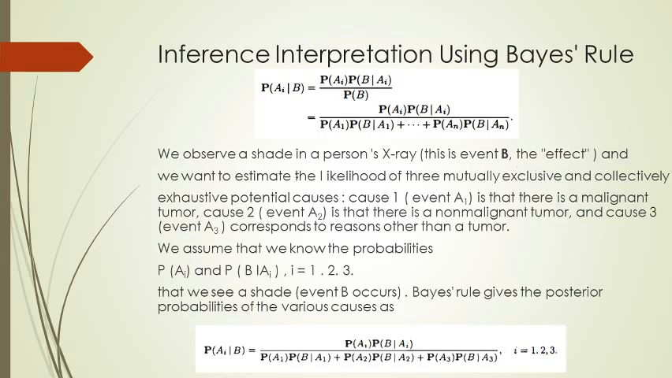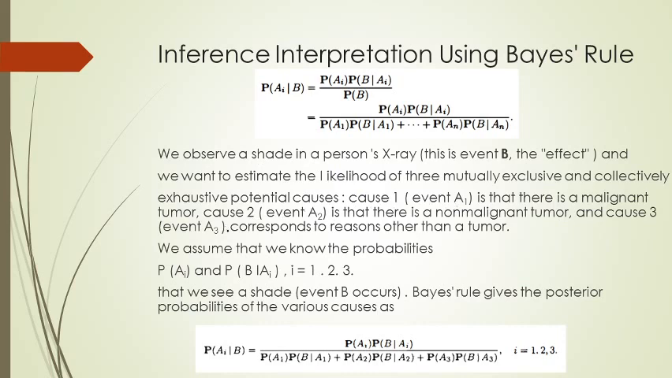And we want to estimate the likelihood of three mutually exclusive and collectively exhaustive potential causes for a person's X-ray. If it's cause 1, the shade is a malignant tumor; cause 2, a non-malignant tumor; and cause 3 will be some reason other than a tumor when you see a shade in a person's X-ray. So there will be three causes here. We call them events A1, A2, A3.